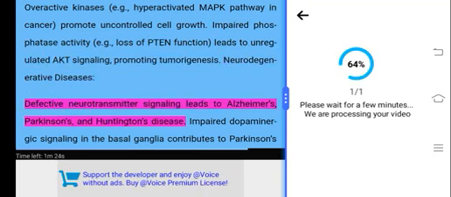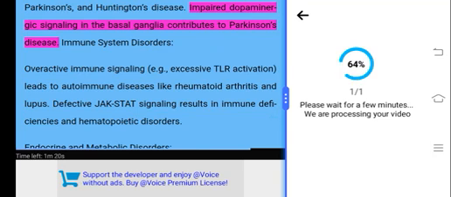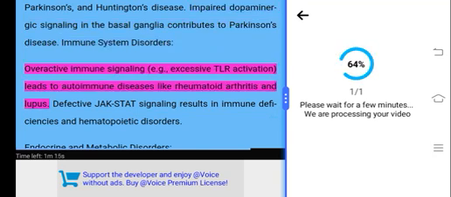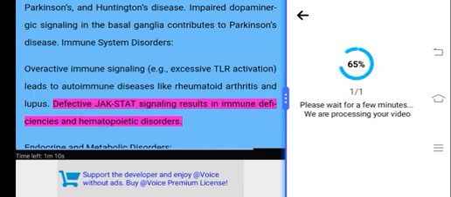Neurodegenerative diseases. Defective neurotransmitter signaling leads to Alzheimer's, Parkinson's, and Huntington's disease. Impaired dopaminergic signaling in the basal ganglia contributes to Parkinson's disease. Immune system disorders. Overactive immune signaling, e.g., excessive TLR activation, leads to autoimmune diseases like rheumatoid arthritis and lupus. Defective JAK-STAT signaling results in immune deficiencies and hematopoietic disorders.